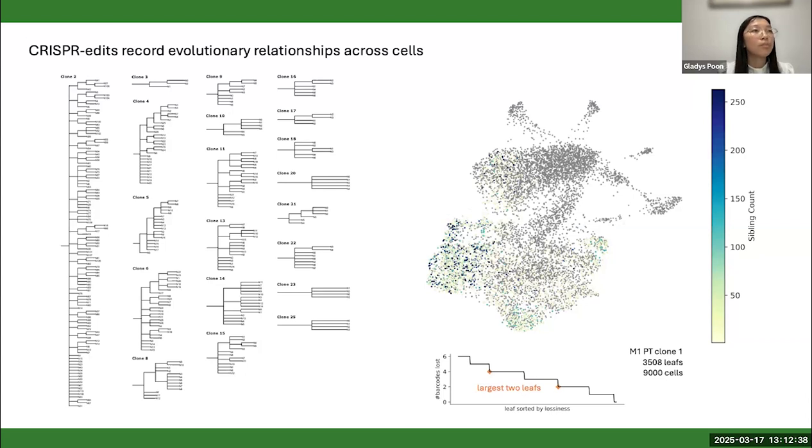So for the more complex barcoded trees, they are most likely to have come from the more proliferative clones. And in fact, if you look into the data, these clones correspond to the ones with the most mesenchymal properties, which are the ones that are more likely to metastasize. On the right-hand side here is a UMAP embedding of the single-cell RNA sequencing data coming from the primary tumor of mouse 1. For this clone, it is the largest clone of all with more than 9,000 cells and over 3,000 leaves.